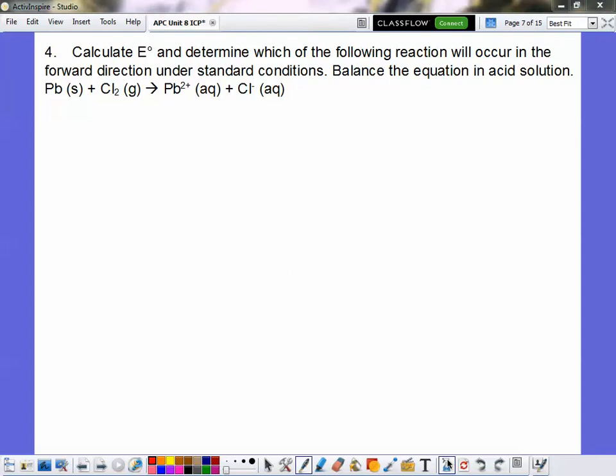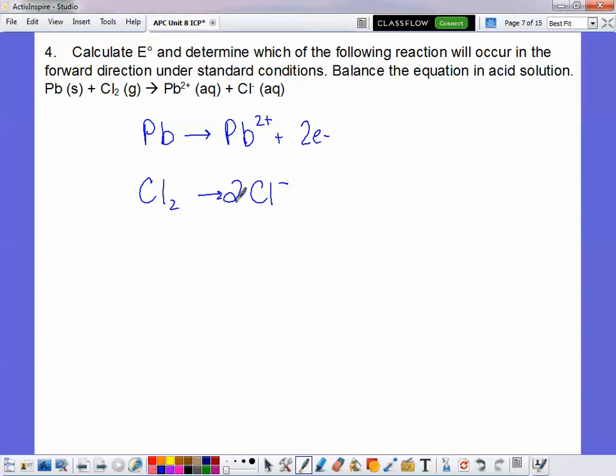All right, so you've had time to do this one. What are my two half reactions? Pb going to Pb2+. Where are the electrons in this one? On the right side. How many electrons? 2. All right, and then my second half reaction is? What does that second half reaction look like balanced? 2 in front of the Cl minus, and 2 electrons on the left.